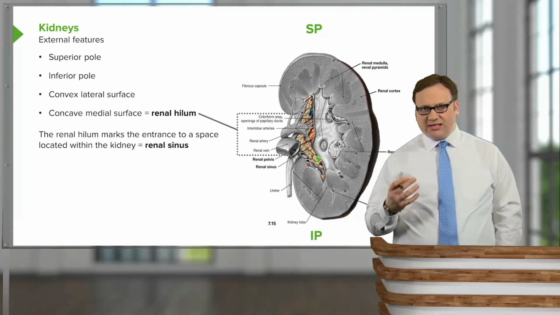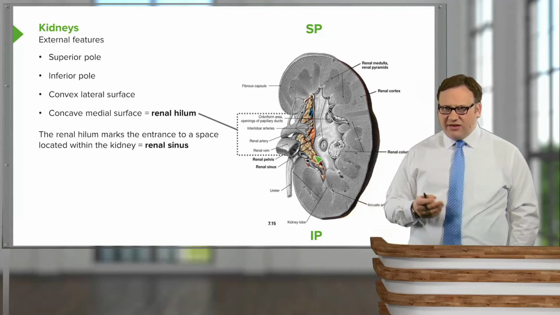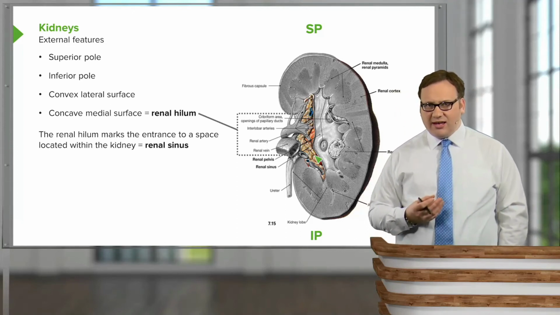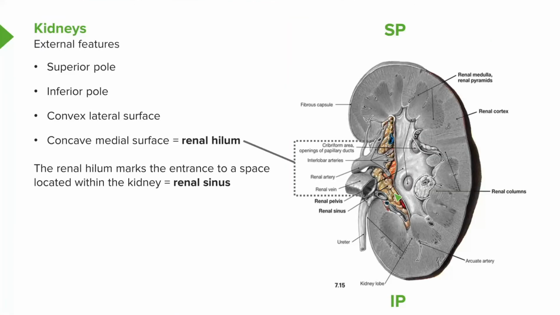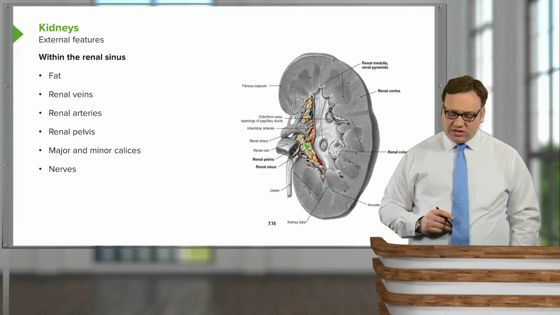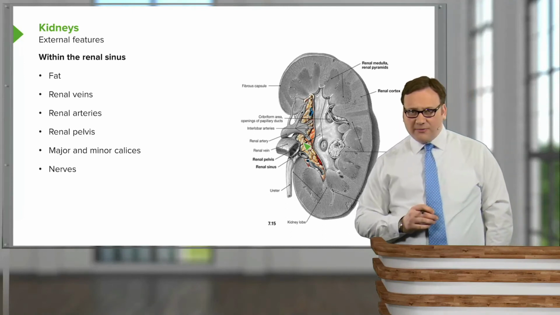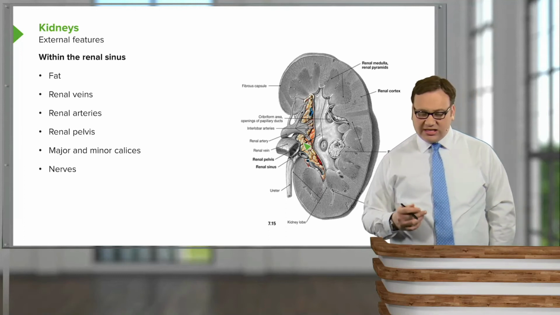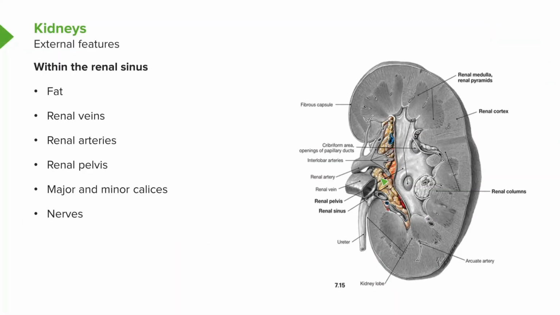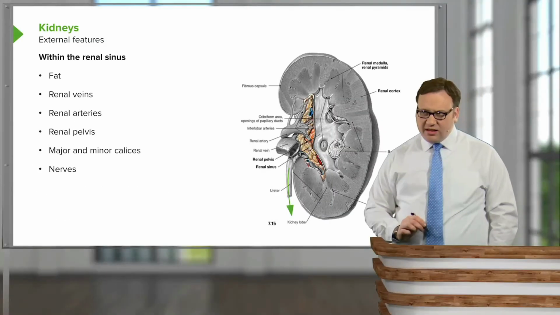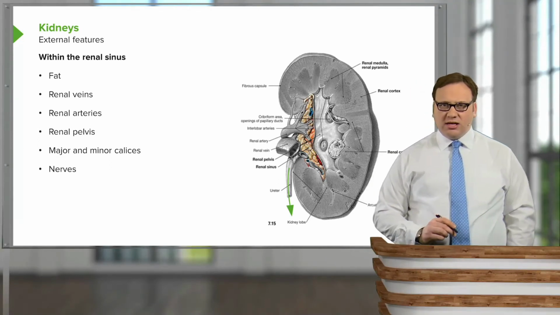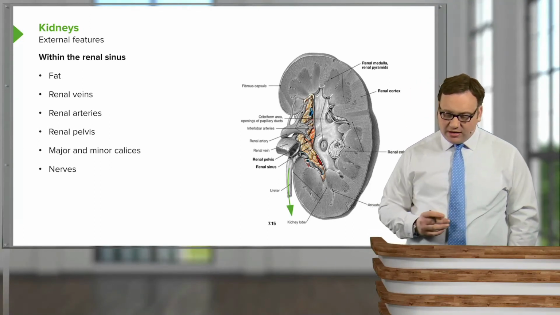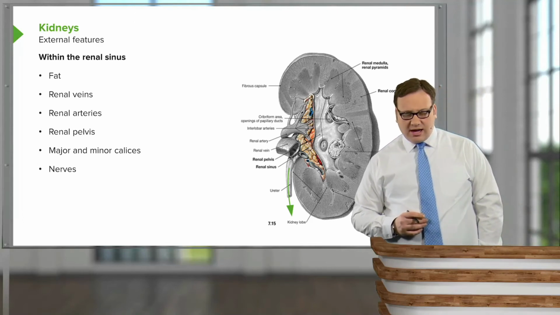The renal hilum marks the entrance to a space that I've indicated earlier, located within the kidney, and that is the renal sinus. So this space here is the renal sinus. We can see it's filled with fat, also running within the renal sinus. Through the renal hilum are the renal veins, the renal arteries, and the renal pelvis. We'll see the formation of the renal pelvis, which is continuous inferiorly with the ureter. We'll see that the renal pelvis is formed via major and minor calyces, and these drain the renal pyramids. We'll speak about these later on.